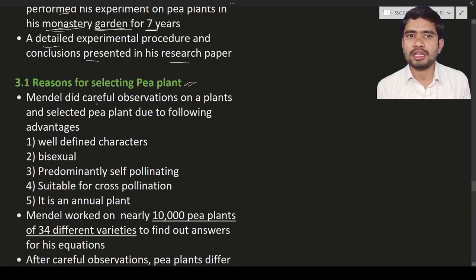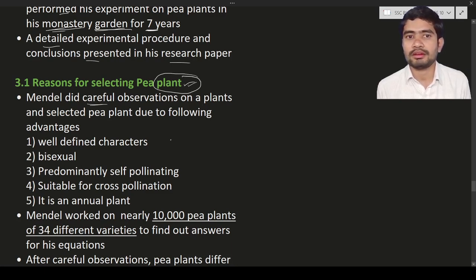He carefully observed the plants. He observed many different plants like potato, tomato, and so on. Among them, the pea plant is also one. After careful observation of all these plants, he came to the conclusion that pea plants have some advantages. So what are these advantages present in the pea plant?